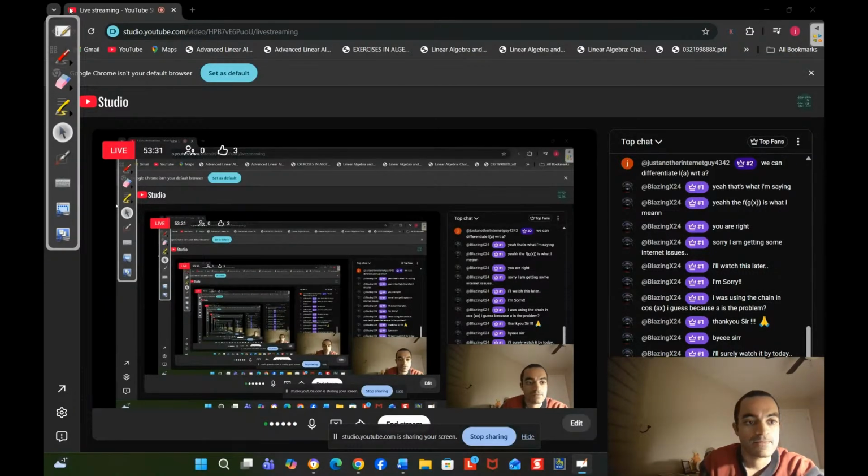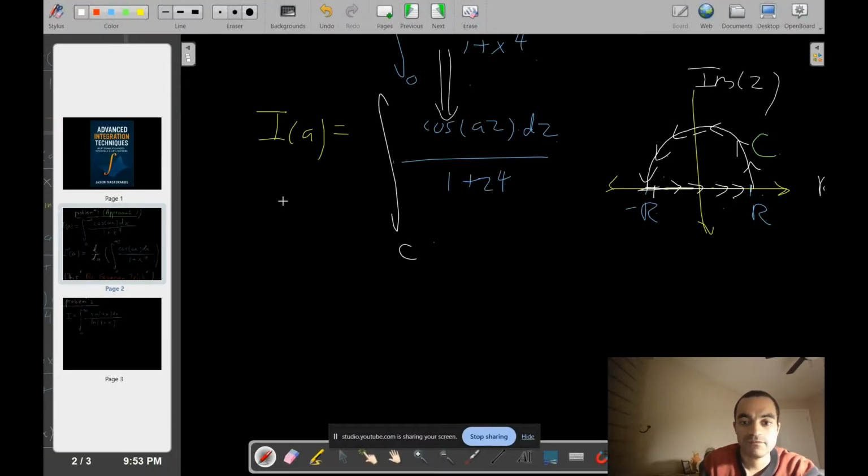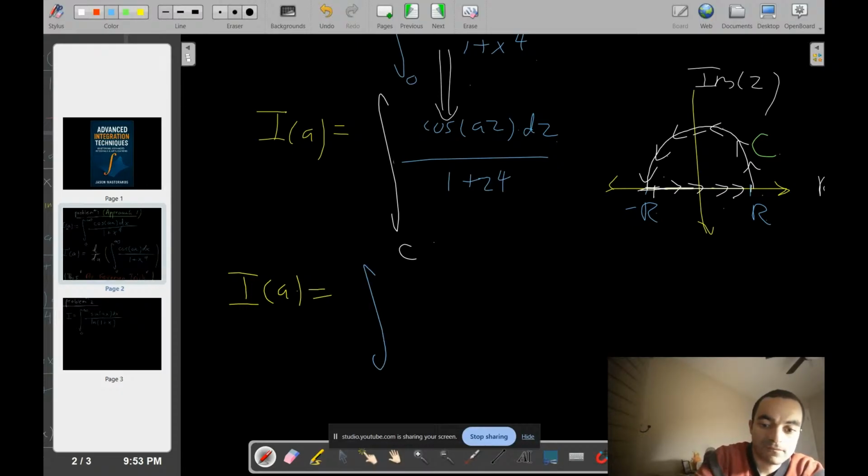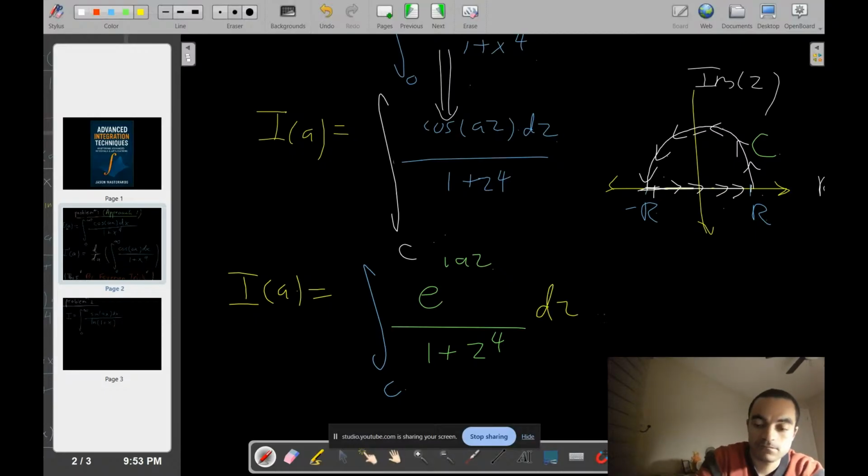what I can do here is something very interesting. I can take I as a function of a, and then say that this is equal to the integral over C of e to the power of i a z, all over 1 plus z to the 4 with respect to z. I'm going to highlight this with a different color for a certain reason. Anyone have any ideas where the e to the iaz came from?